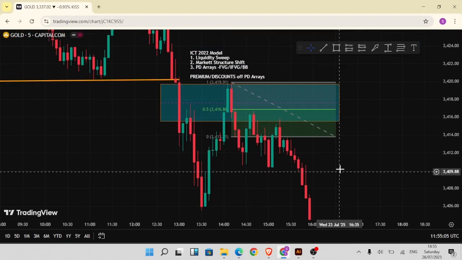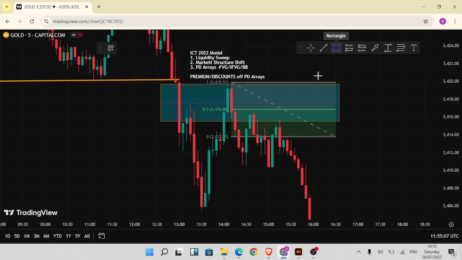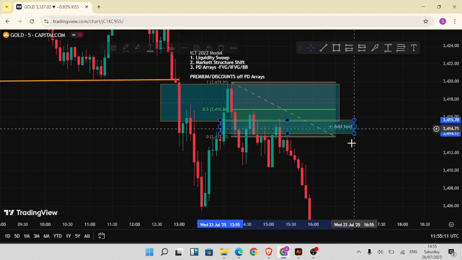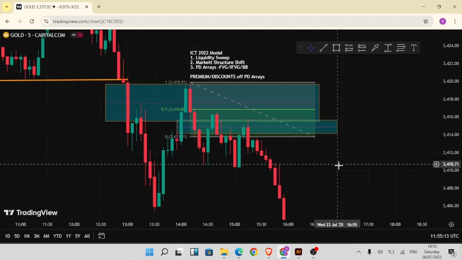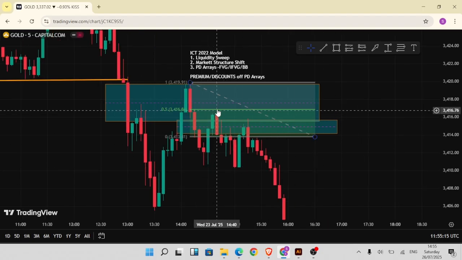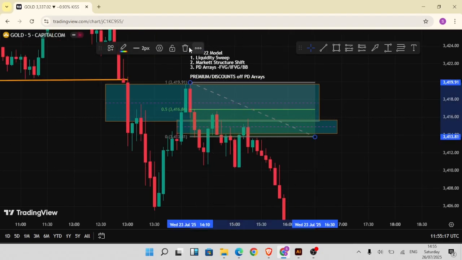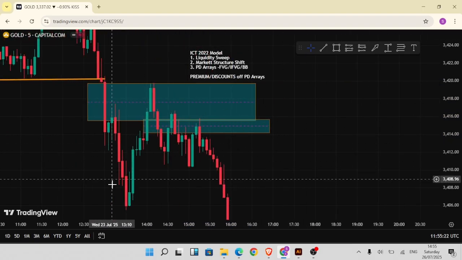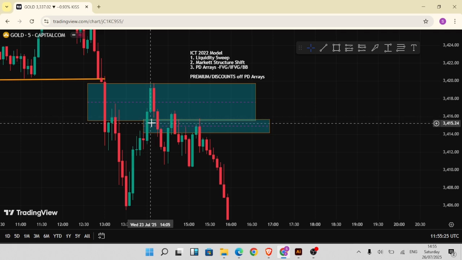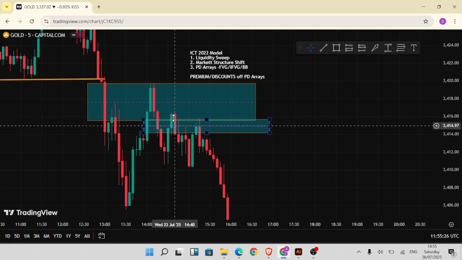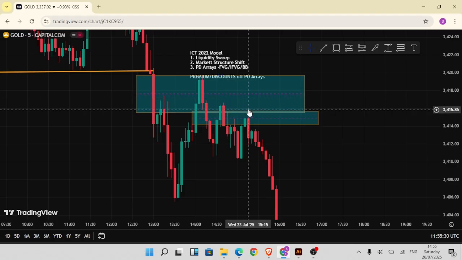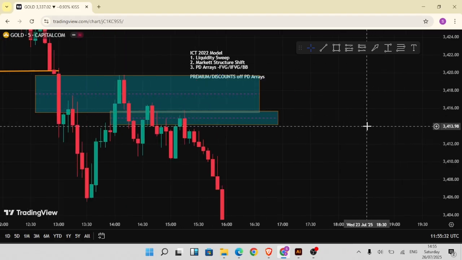And then we have several PD arrays supporting our price at this point, right? So this one did not get to our equilibrium. You can leave that because, and then we have this again inverted fair value gap coming into this, dropping lower, giving us this again.